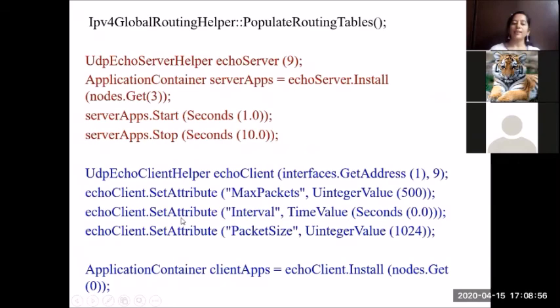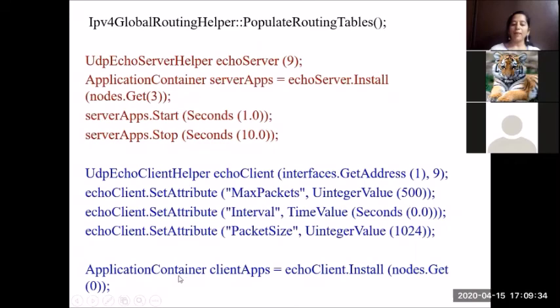Then we can set some attributes in the applications. The max packet size, I put it to 500 packets. It can be anything other than that, 1000, 5 packets, whatever. Then the interval between sending two different packets, 0 seconds or 1 second, whatever you want. Usually we make it 5 packets and 1 second. The size of each packet I am defining here, echo client dot set attribute, 1024 bytes. Every packet has 1024 bytes.